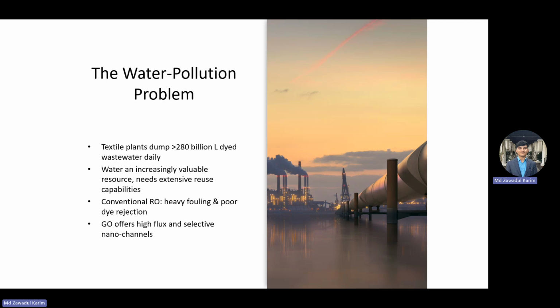This is in the broader context of water becoming an increasingly valuable resource as we move further along into the 21st century, and thus we need extensive water reuse capabilities. With California running out of water, and there are many geopolitical tensions based around the usage and sharing of water. So, keeping that in mind, this research can be very valuable.